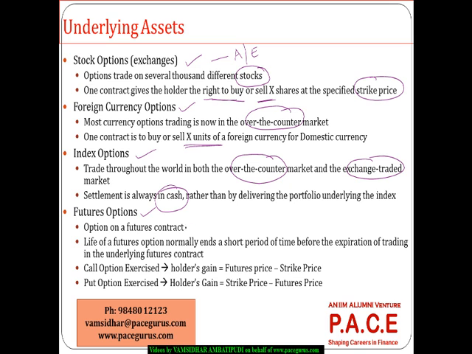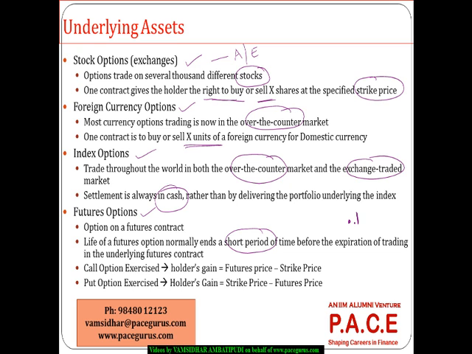Almost every exchange which is selling a futures contract, we could see an option on futures, which means it is an option that is given to one party to decide whether he wants to go ahead with the futures contract in the future or not. So the life of the futures option ends a short period of time before the expiration of the trading in the underlying futures. So before the trading ends, this option is expiring.